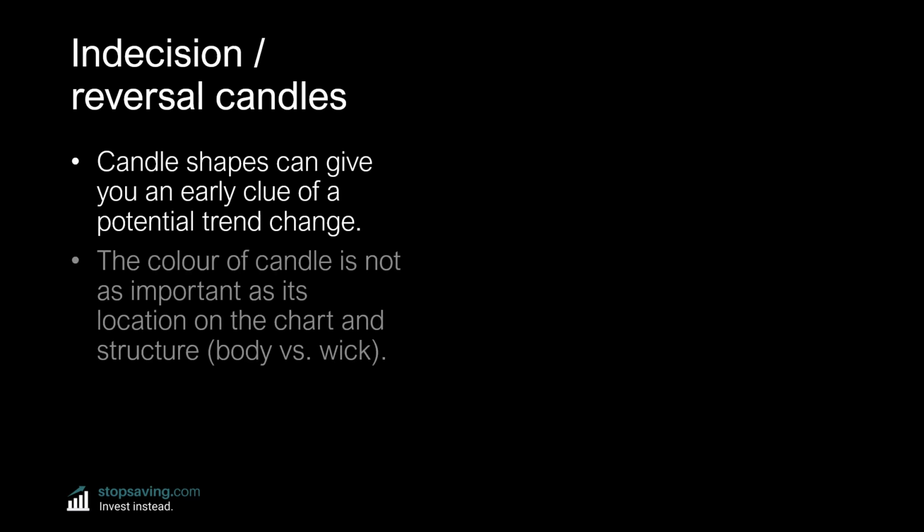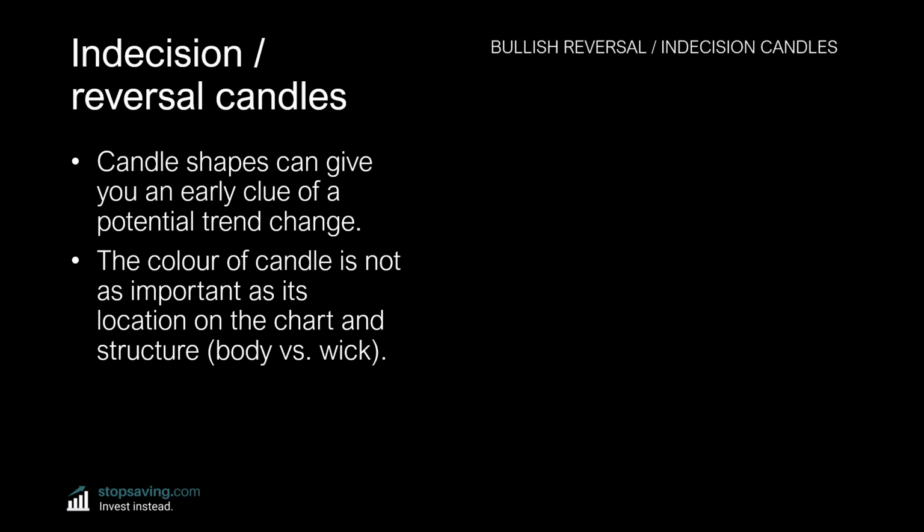Now, the color of the candle, be that red or green, isn't always as important as its location on the chart and the candle's structure in terms of its body versus wick. So let's run through 3 examples of common bullish indecision and reversal candles. The first is the hammer, which can be a bullish reversal candle.